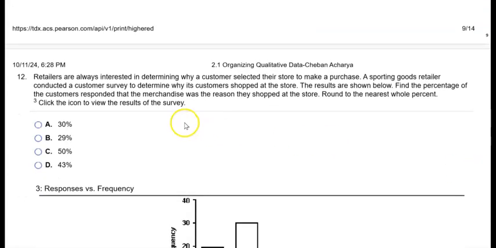Question number 12. A retailer is always interested in determining why customers selected their store to make a purchase. A sporting goods retailer conducted a customer survey to determine why customers shop at the store. The results are shown below. Find the percentage of the customers who responded that the merchandise was the reason why they shop at the store. Round to the nearest whole percent.